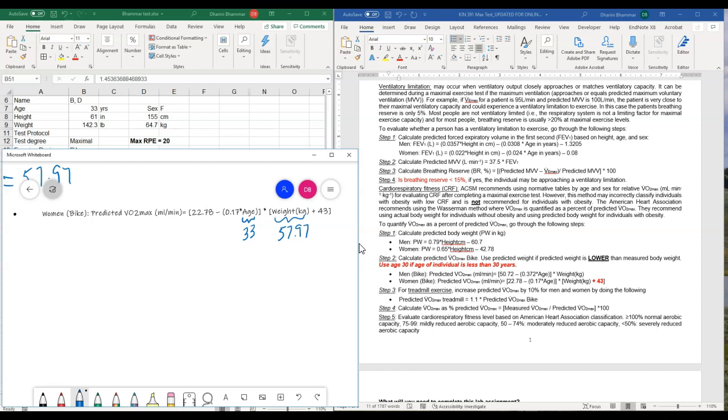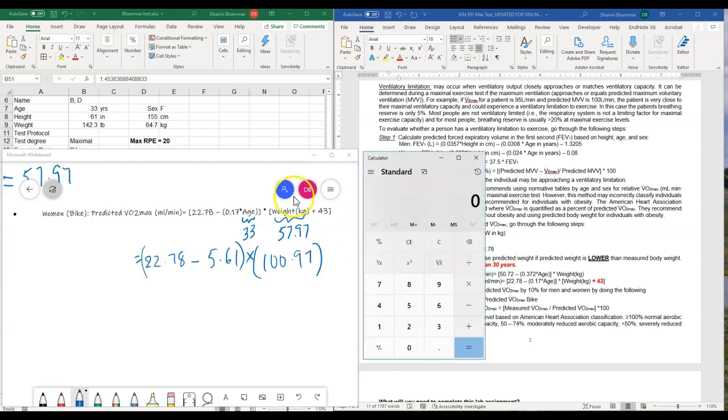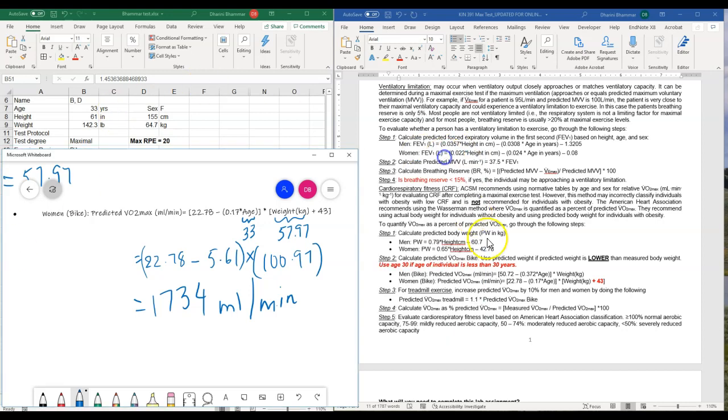So let's do that. So I've solved 0.17 multiplied by 33 is 5.71. I've solved 57.97 plus 43. And so now I can solve this whole thing out. So 22.78 minus 5.61 multiplied by 100.97. And I have my answer, 1734 milliliters per minute. And I can put that in here.